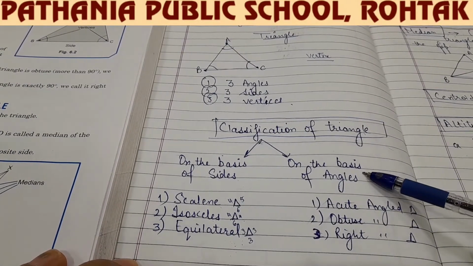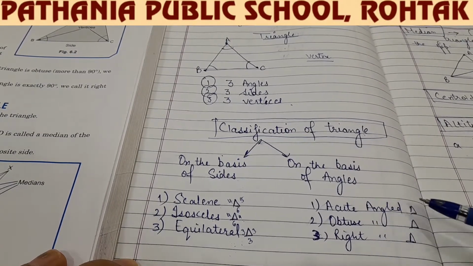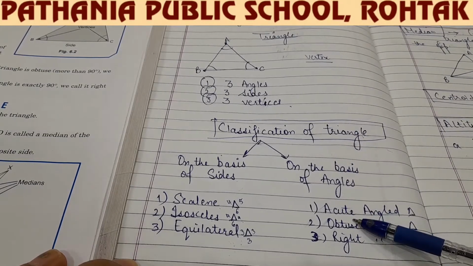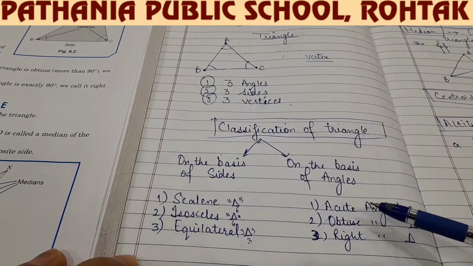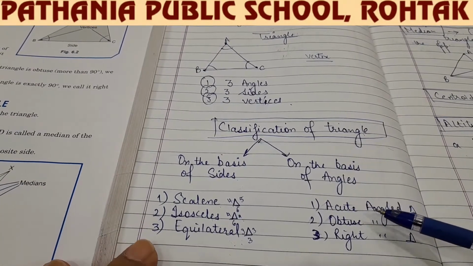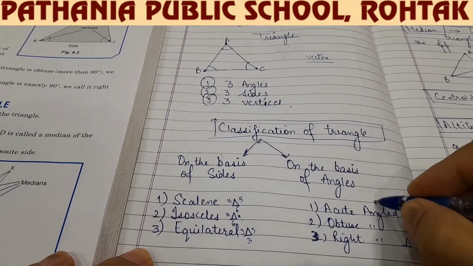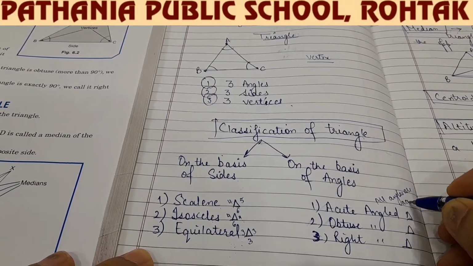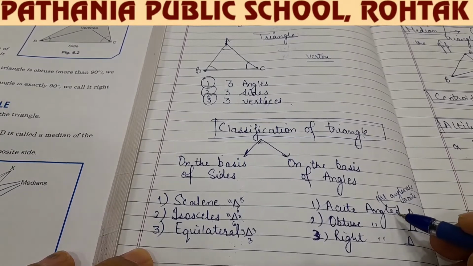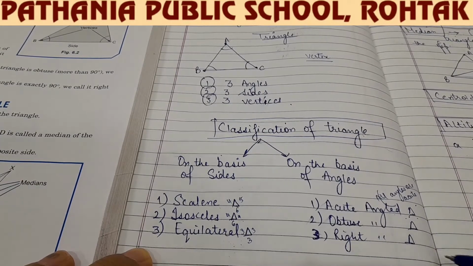Now, how to classify triangles on the basis of angles? First is the acute angle triangle. An acute angle is the angle which is less than 90 and more than 0. Or you can say between 0 to 90. So in an acute angle triangle, all angles are acute. What is an acute angle triangle? In an acute angle triangle, all angles are acute, means all the angles are less than 90 degrees.